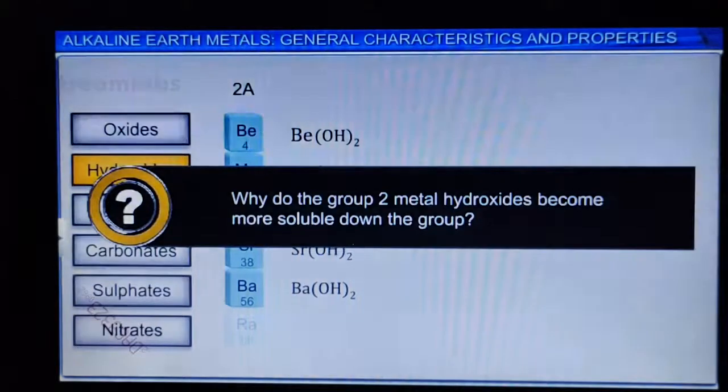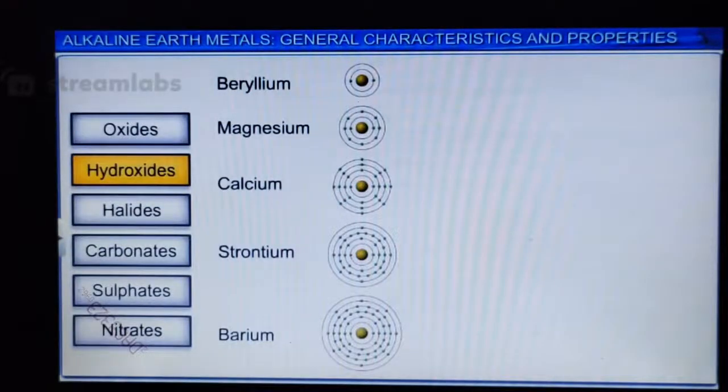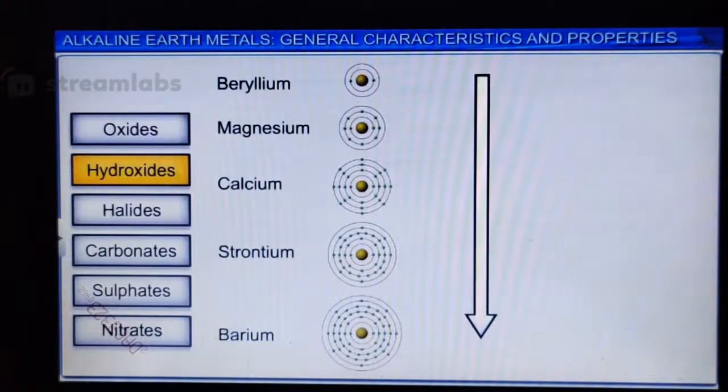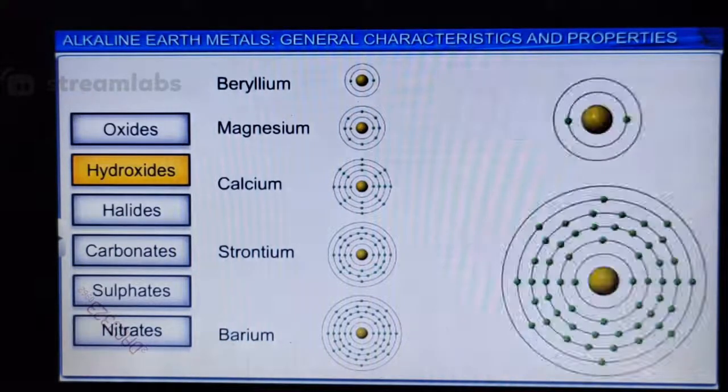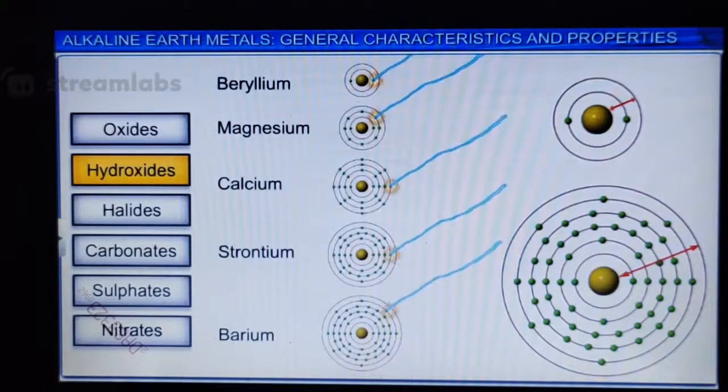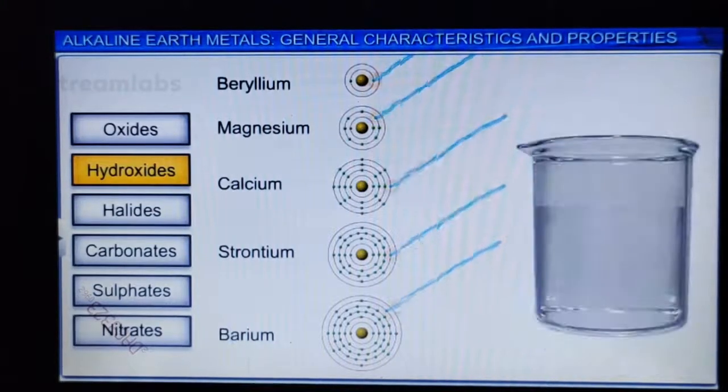Now the question is, why do these hydroxides become more stable down the group? Now these cations are increasing in radius as we move down the group. As this distance is increasing, the ease to remove an electron is increasing. So IP is reducing. Ionization potential is decreasing. And that is why they easily get dissolved, easily react, and they are soluble in water. Simple as that.